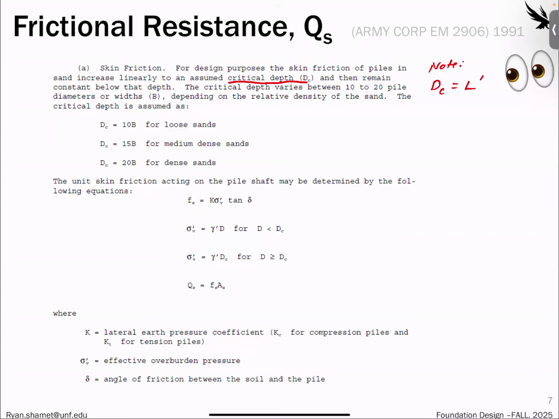And you can see here, this is the one that we said to use because it's for medium dense sands. That's primarily what we're going to have in Florida. If you have loose sands, then you use 10. If you have dense sands, then you'd use 20. And it kind of walks through it here, this frictional resistance, right? We saw something like this before. This is that effective vertical stress.